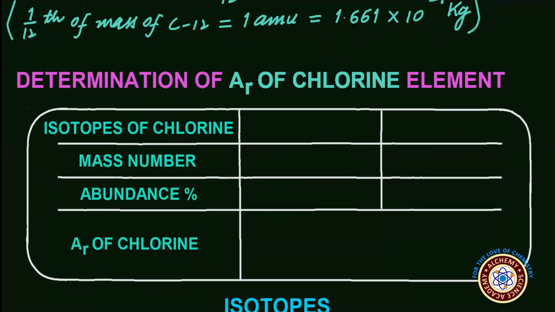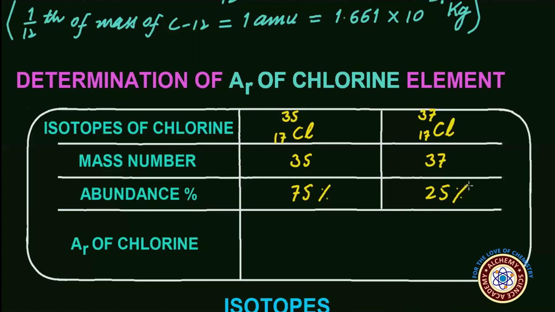Chlorine has two isotopes, which are chlorine 35 and chlorine 37. The mass numbers of the isotopes of chlorine are 35 and 37 respectively. Their natural abundance as a percentage is 75% and 25% respectively. It means that 75% of the element chlorine consists of chlorine 35 atoms, and 25% of this element is composed of chlorine 37 atoms.